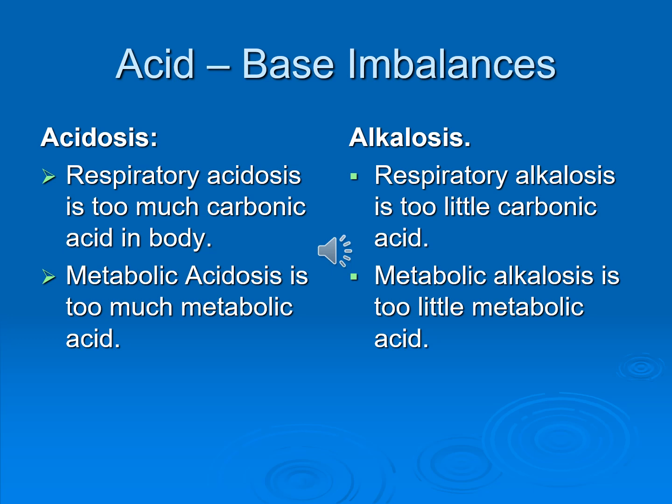You have acidosis, looking at respiratory acidosis. If you remember, this is when there is too much carbonic acid in the body. And then with metabolic acidosis, this is when there is too much metabolic acid. Then moving on to alkalosis. When we think about respiratory alkalosis, this is where there is too little carbonic acid. And then with metabolic alkalosis, this is where you have too little metabolic acid in the system.